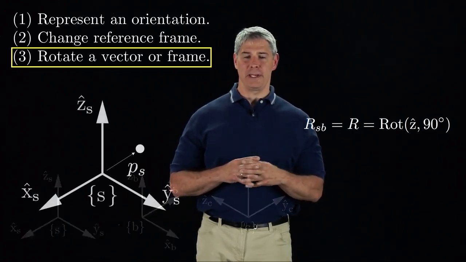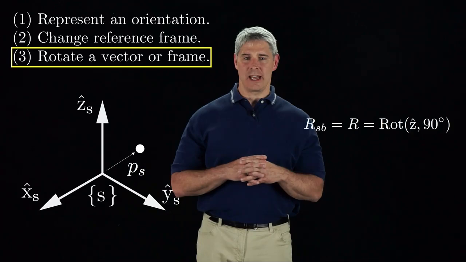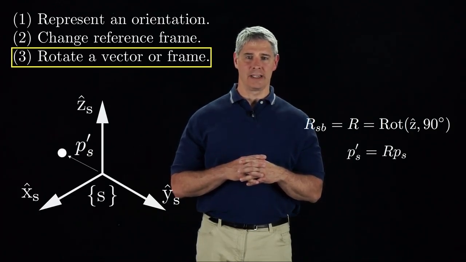But if the vector is PS in S coordinates, then there is no subscript cancellation, and instead we get a new vector P'S obtained by rotating PS by 90 degrees about the ZS axis. The vector has been rotated, but it is still represented in the original frame S.